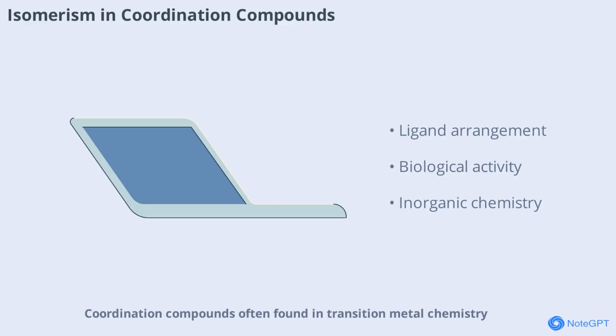Coordination compounds, often found in transition metal chemistry, can also exhibit isomerism. Ligands can attach to the central metal atom in different ways, leading to structural and geometric isomers. For example, cisplatin and transplatin are geometric isomers with very different biological activities. Cisplatin is a powerful anti-cancer drug, while transplatin is not. This highlights the importance of isomerism in inorganic chemistry and medicine.